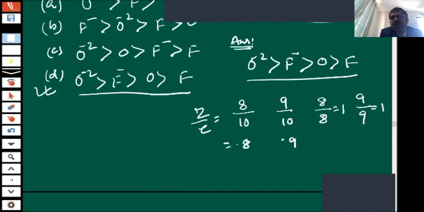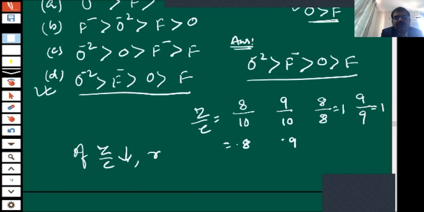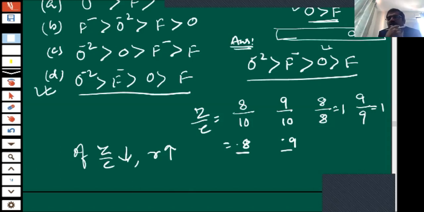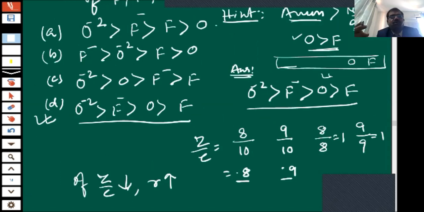So here, see, you know that if Z by E value decreases, the radius will increase. So this is less, this is more, so it is greater. And here both of them are having the same Z by E value. But you know that oxygen is greater according to the period. Oxygen comes on the left-hand side and halogen on the right-hand side. Already it is discussed that halogen is the smallest in a period. So in this way you have to solve the problems, children.